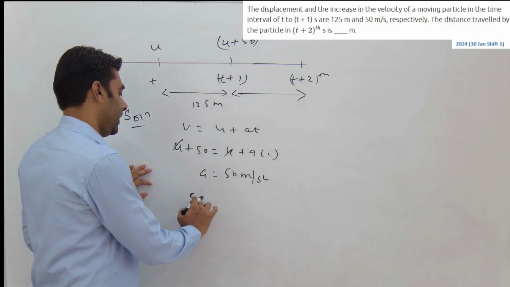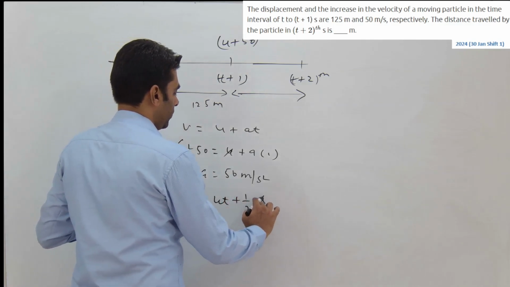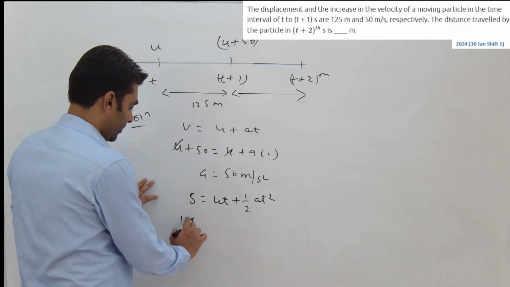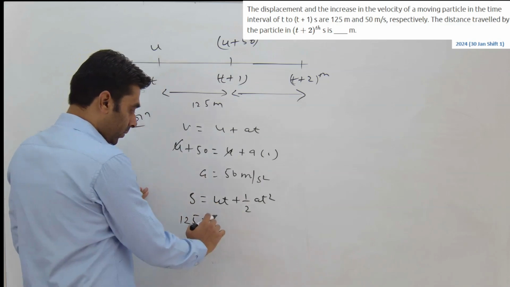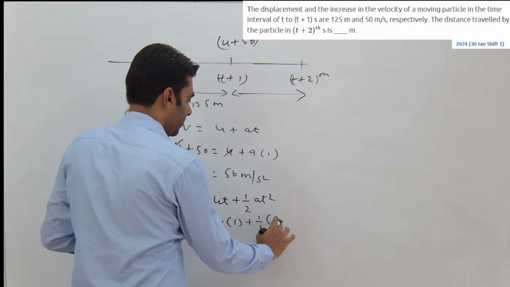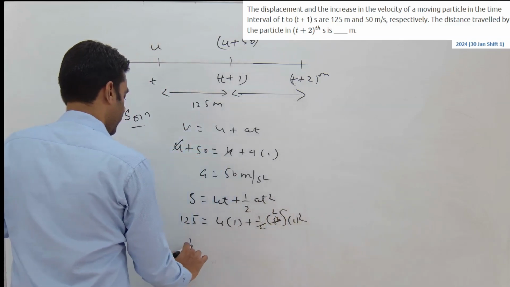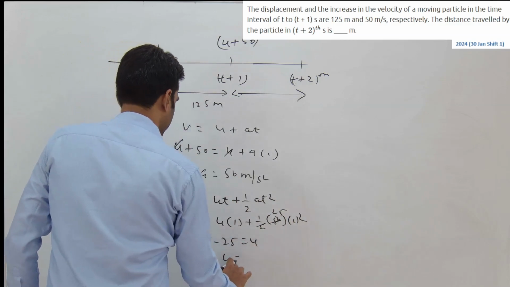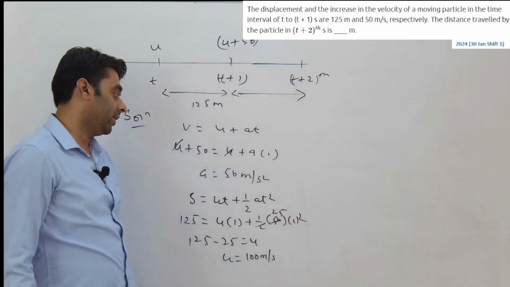Next, let us apply the second equation of motion, s equals ut plus half at square. How much is the displacement over here? 125. This equals the initial speed u into time, which is 1 second, plus 1 by 2 into the acceleration we calculated, 50, into 1 square. So we get 25. Over here 125 minus 25 is u. Initial speed comes out to be 100 meter per second.